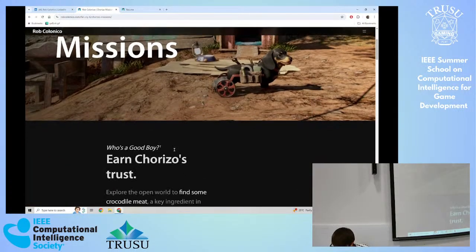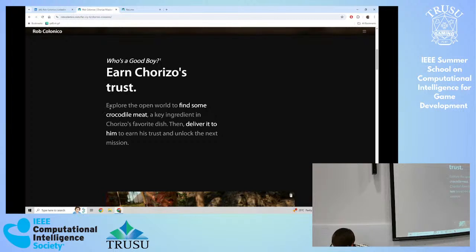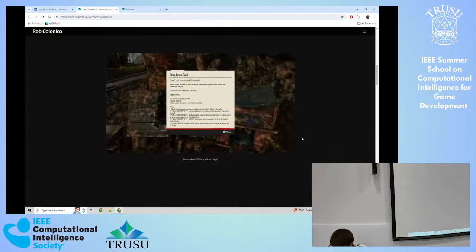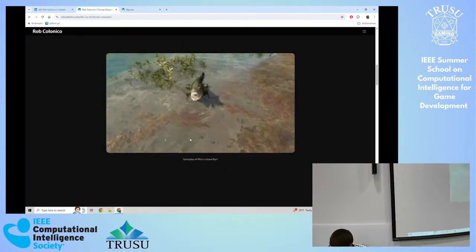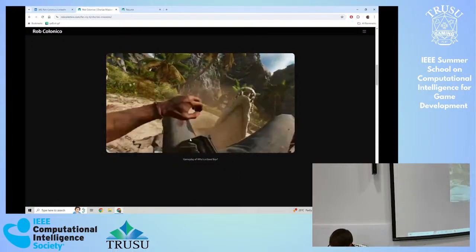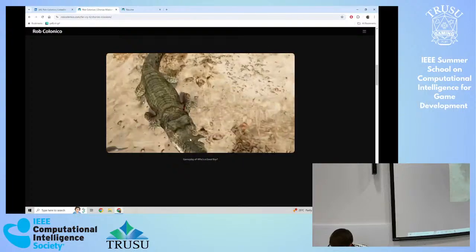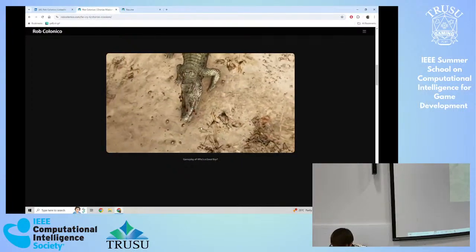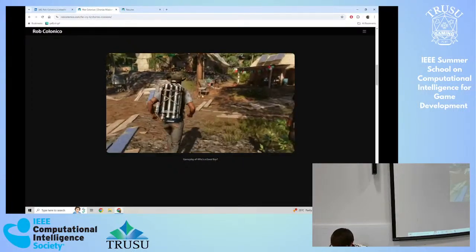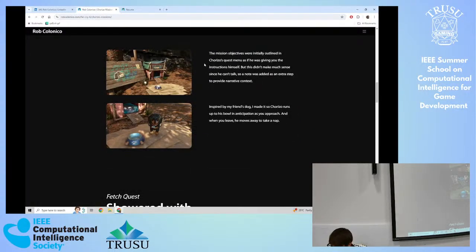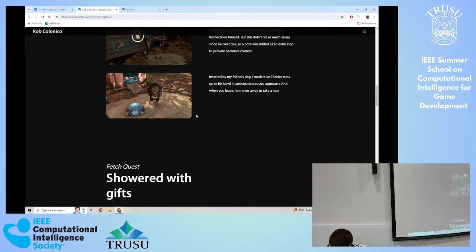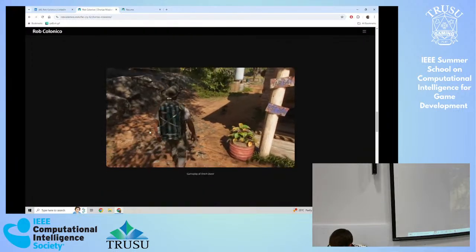This design breakdown, what's that? Earn his trust, explore, find some crocodile meat. Okay, it's like a fetch quest that he did. Oh, okay, cool. Showing me what that mission is. Guess I've got to get that thing. Okay, and I assume I get the crocodile meat and I've got to take it to the Trader. So he probably did the mission markers for all of it. Cool. Oh yeah, he did. Okay, he placed those. He made sure that it worked really well.